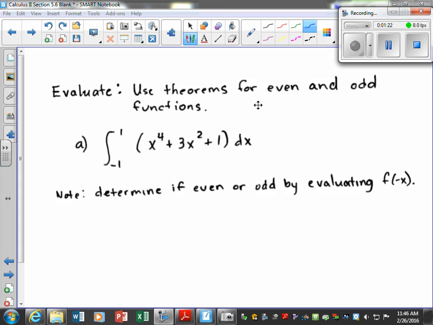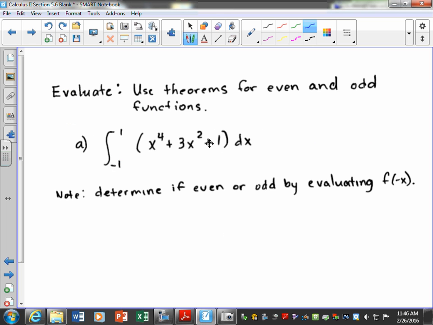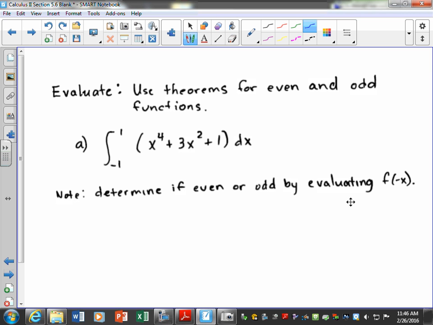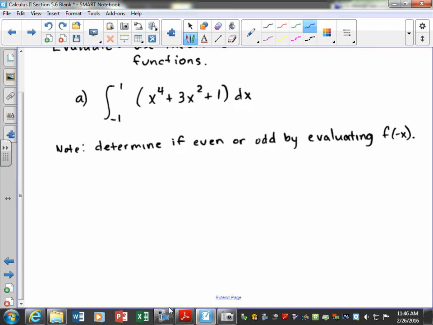Evaluate, using theorems for even and odd functions. So it wants us to apply those theorems. I see it's from negative 1 to 1. We can see from negative a to a, that fits the theorem of f of x dx. So the first thing we need to know is, is it going to be even, where we get 2 times that value, or is it going to be odd, where it's just going to zero out? And the way we determine if it's even or odd is just like we did in pre-calculus, and evaluate the function at f of negative x. So pause your video and do that now.